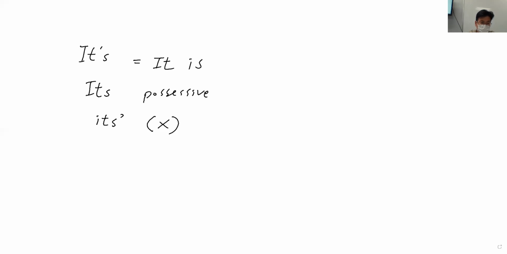And then move on to the next page, page number 5. It introduced the idea of who's with apostrophe s, which is who is. And then whose with SE at the end, this is possessive of who.